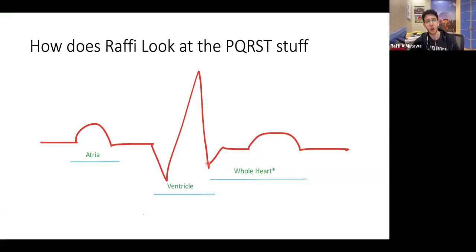Okay, now how do I want you guys to look at the PQRST? This is my way. This is literally monkey see, monkey do, the bare minimum. If you're going to know one thing to interpret any ECG, this might actually save your life. So the PR represents the atria. The QRS represents the ventricle, and the ST represents the whole heart.